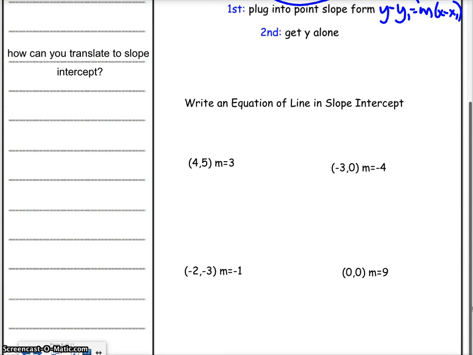Write an equation of a line in slope-intercept form. Do you know how to make it? Remember, slope-intercept is y equals mx plus b. So write that down. You need to know slope-intercept. So do you know how to turn this into this right now? Say no, because you don't.